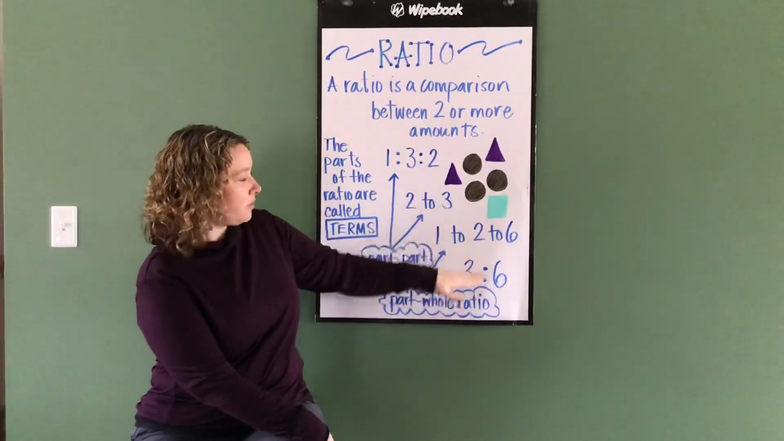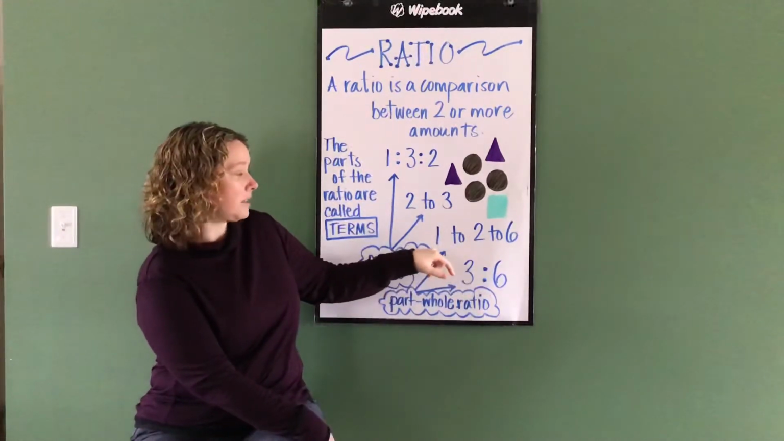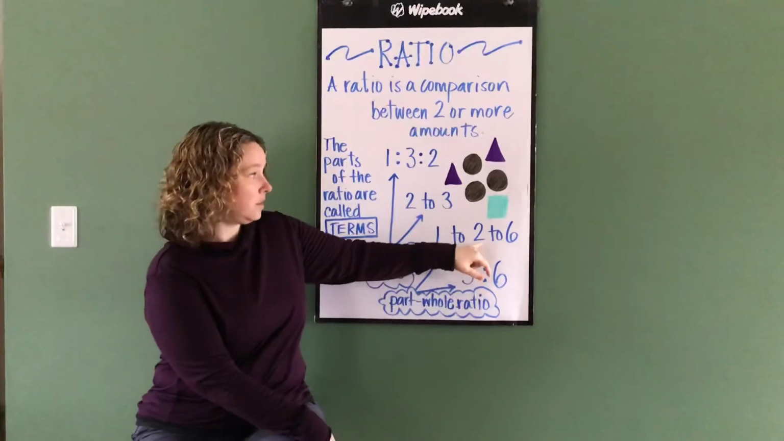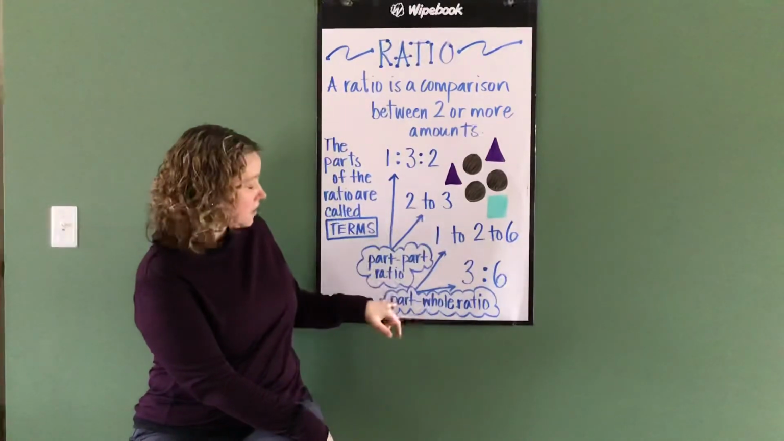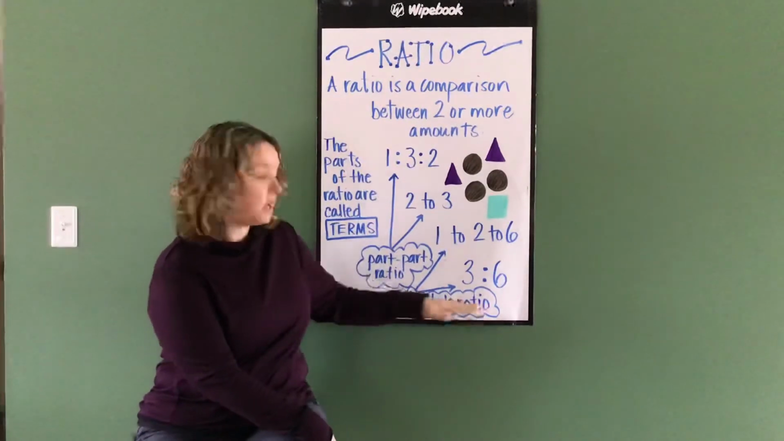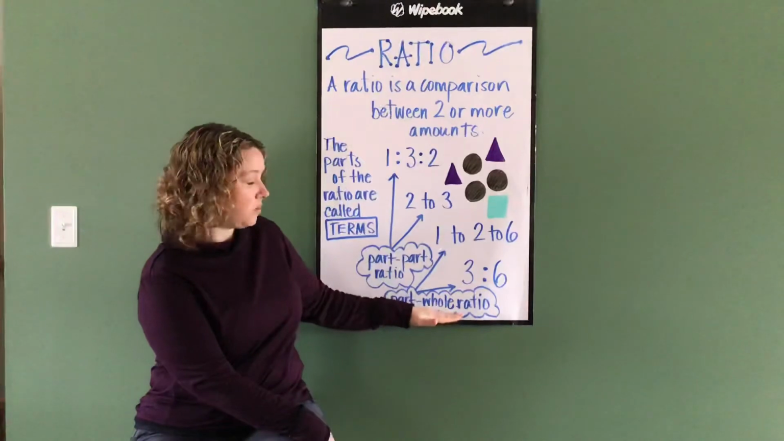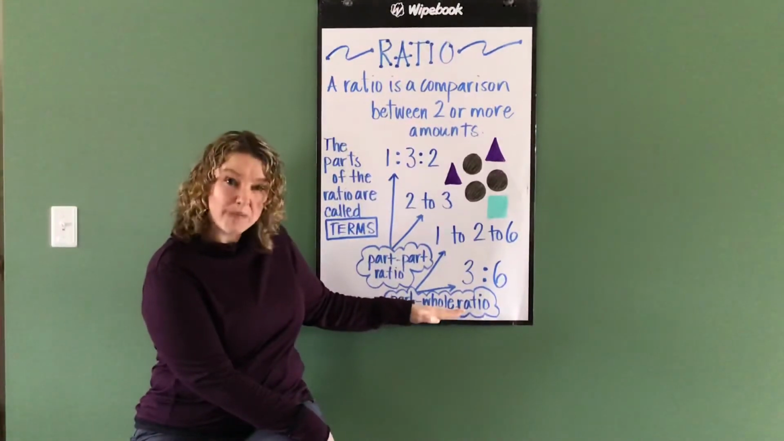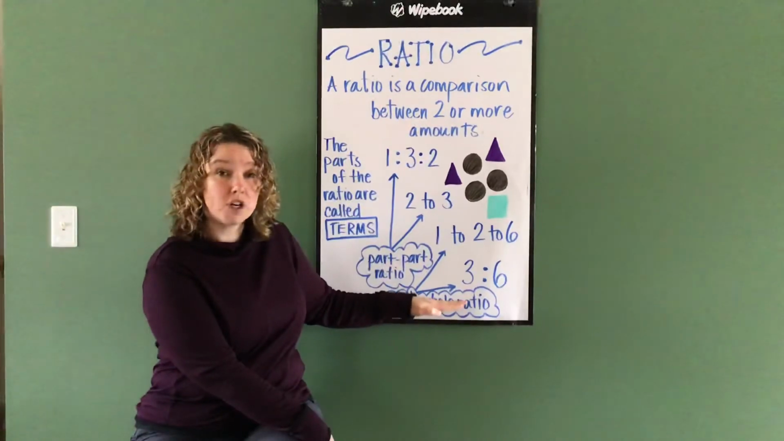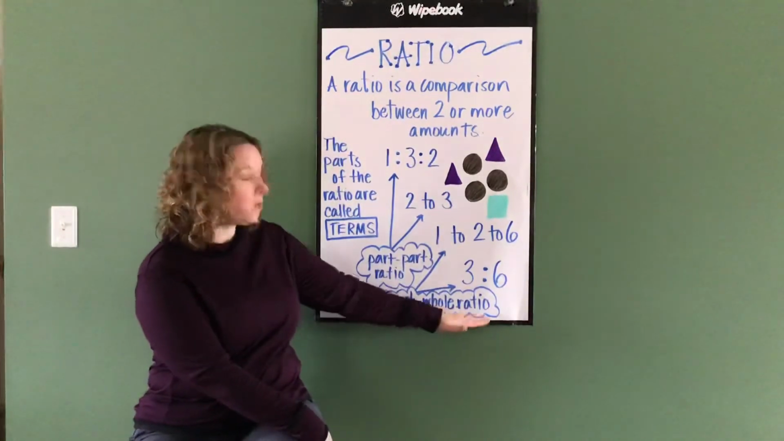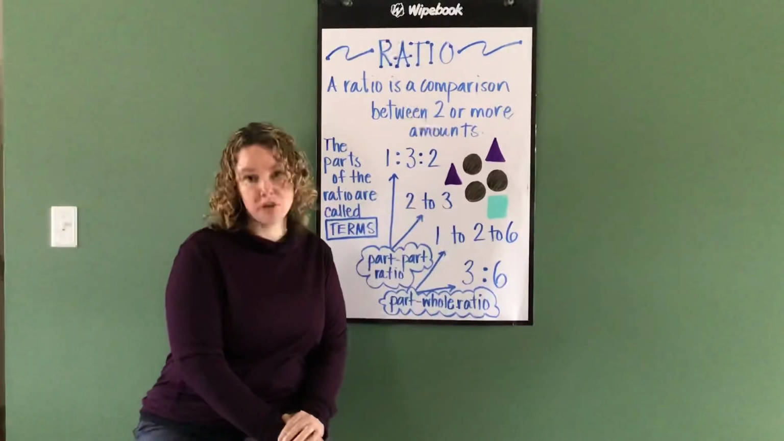The second 2 ratios here, 1 to 2 to 6, we're comparing squares to triangles to the whole group of shapes. That's why this is called a part-whole ratio, because the whole means everything. So if you include the total amount of whatever you're comparing in your ratio as one of the terms, then you have a part-whole ratio instead of a part-part ratio. And those are the 2 different types of ratios.